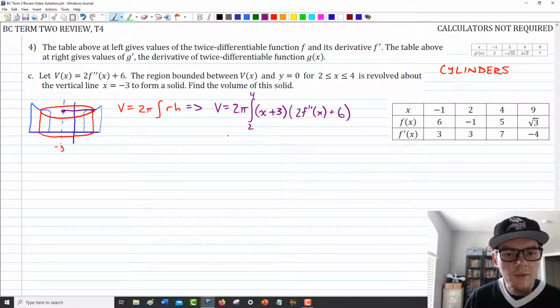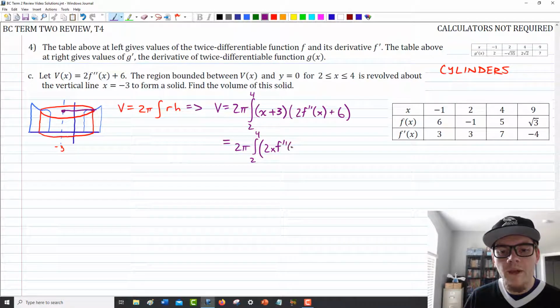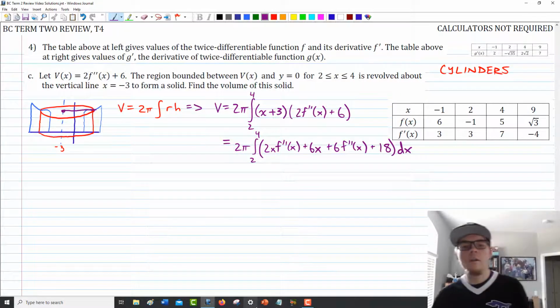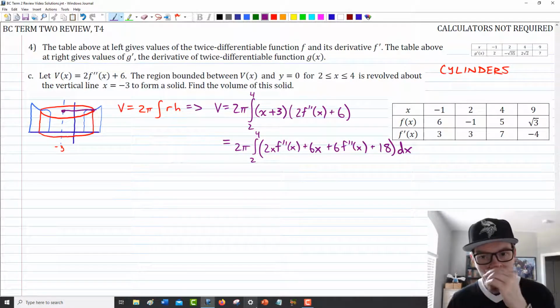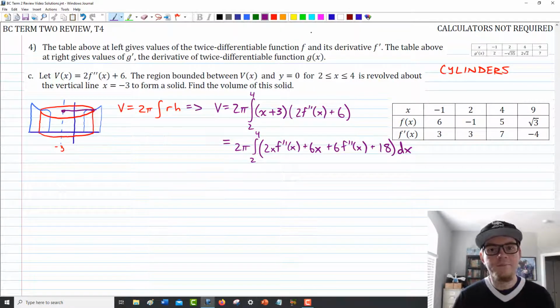So cleaning this up a little bit, just so we've got a little more room to work with, or a little more hope of working through it, this will be rewritten as 2x f double prime of x plus 6x plus 6 f double prime of x plus 18. So there is our integral. So far, so good. We now need to evaluate this.